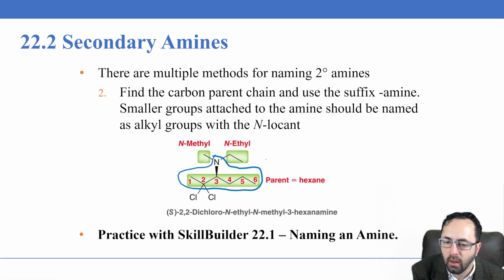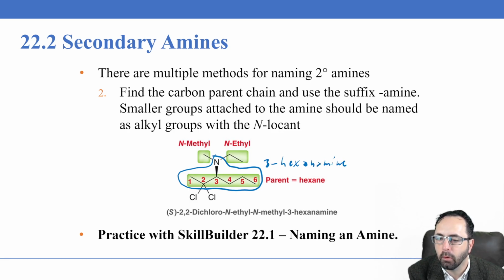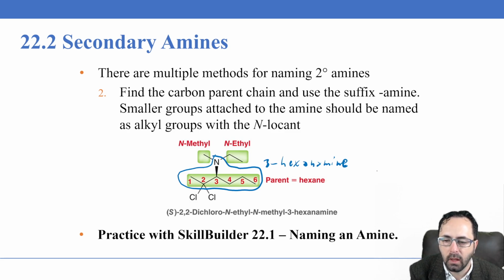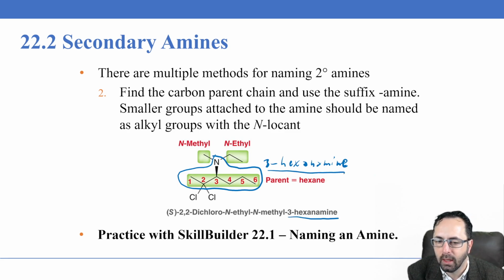So we're going to call this 3 because the amine is on carbon number 3, and hex because there are 6 carbons in the parent chain, and because there are no double bonds, otherwise we'd put ene, and then amine because the primary functional group, the highest priority functional group, is the amine. And so that gets us our 3-hexanamine, which goes right at the end of our name.